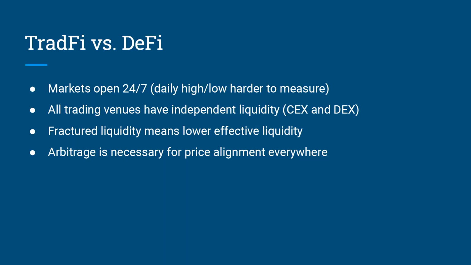There are a few other differences between traditional finance and decentralized finance, as you probably know. But just to highlight quickly before we dive deeper into prices, in DeFi the markets are open all the time. There is no market close. This does make things a little bit harder. All the trading venues in DeFi have separated, fractured liquidity, as I mentioned. The liquidity on Uniswap is totally separate from the liquidity on Coinbase.